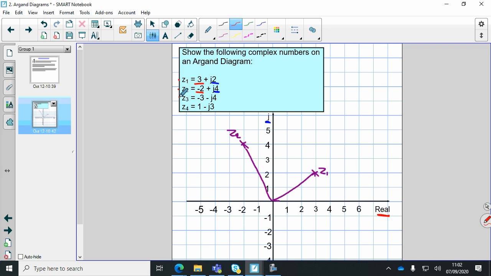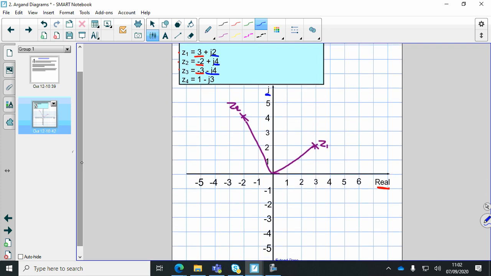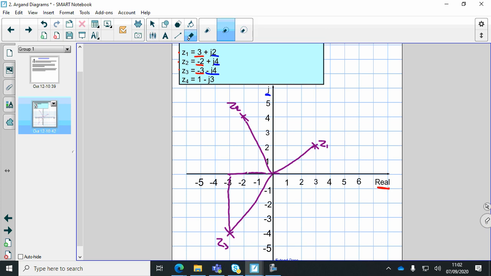Z3, the real part is -3, and the imaginary part is -4. So when we come to plot that, we're going to go -3 across and -4 down. Put a cross, label it Z3, and then join it up to the center. So that's important. You can't just label the cross and label it Z3. It does need to be joined up to the center. That's how an Argand diagram is constructed properly.